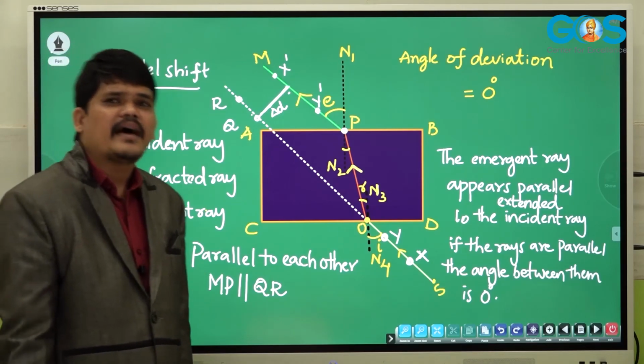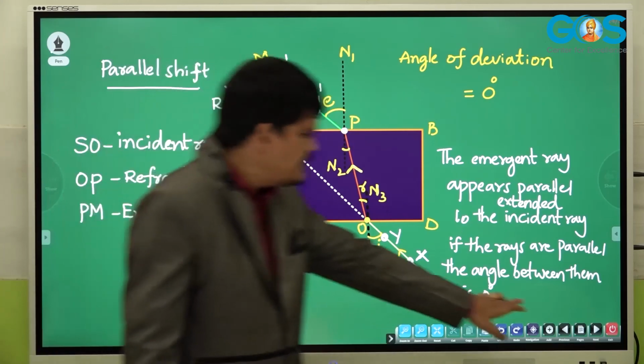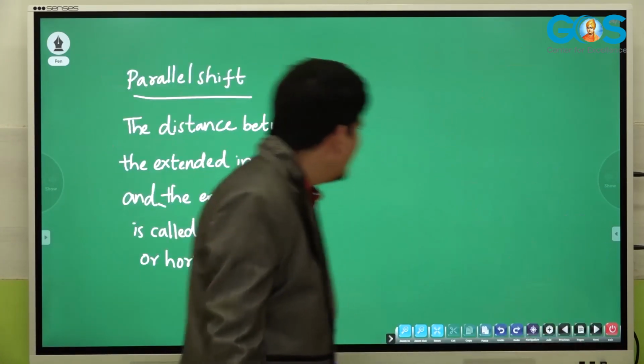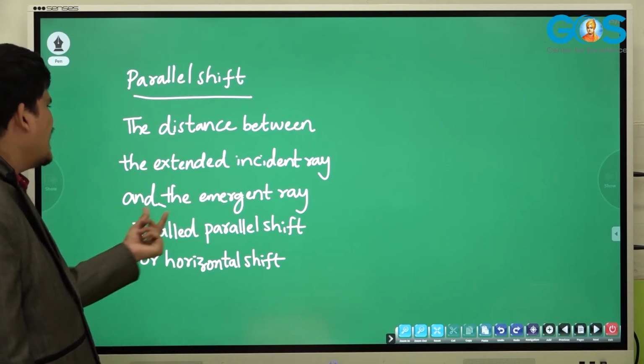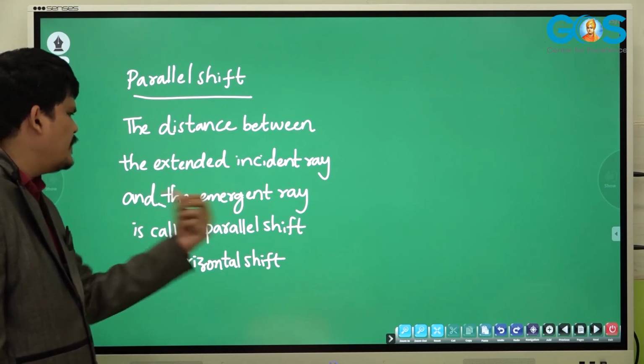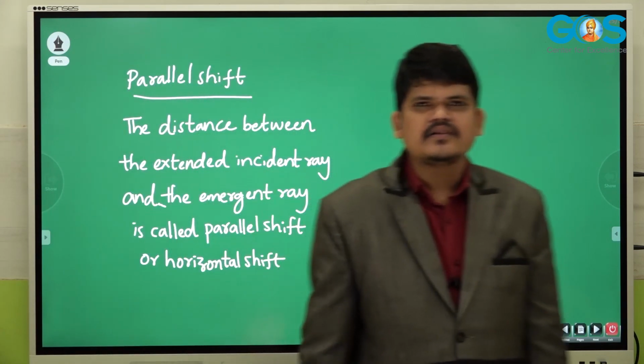It is called parallel shift. The definition of parallel shift is: the distance between the extended incident ray and the emergent ray is called parallel shift. This parallel shift is also called horizontal shift.